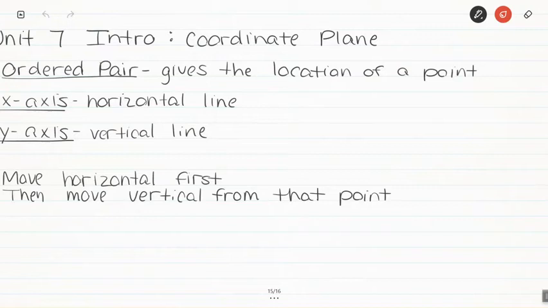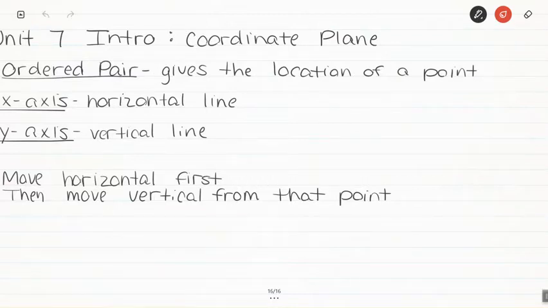So Unit 7 is about coordinate plane. And we're going to talk about a few different things. You can think of this like Battleship, if you've ever played the game Battleship. An ordered pair gives the location of a point. The x-axis is the horizontal line. The y-axis is the vertical line. Now, if you've ever played Battleship, you move horizontal first, which is side to side, and then you move vertical. So we're just going to practice that today.